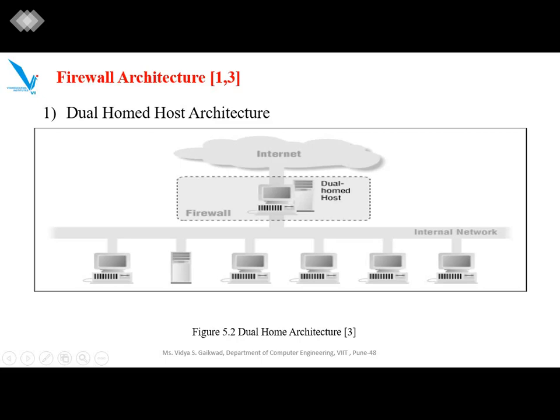So in this architecture, dual home host itself is critical for the network security. It provides services by only proxying them. So proxying is much less challenging, but it may not be available for all services the users are interested in.